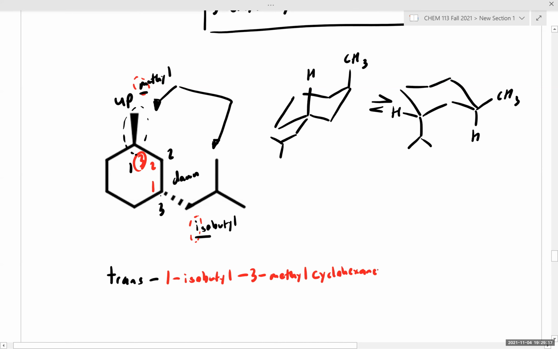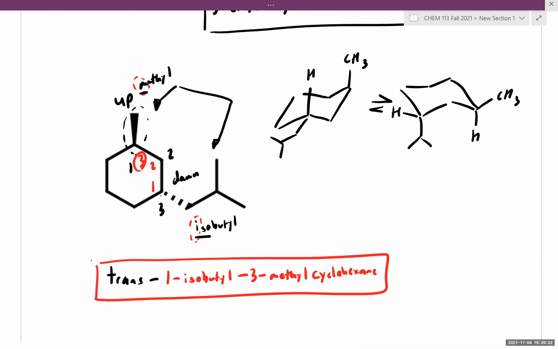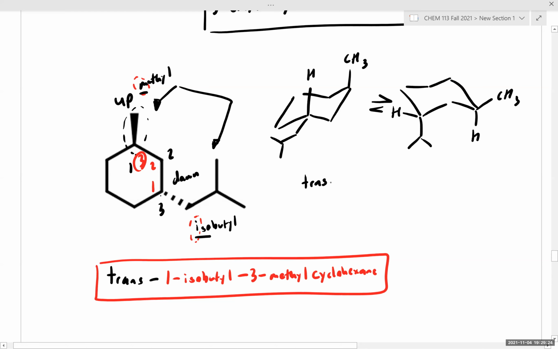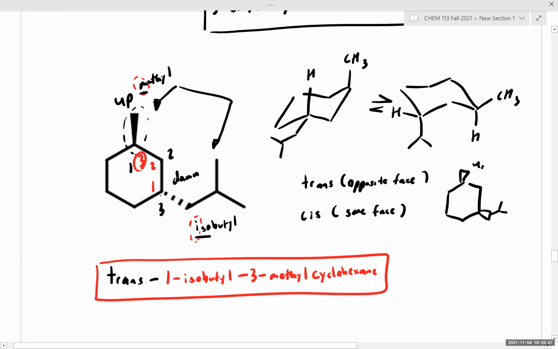Can you go over the trans and what is the other one that you were saying? Yes, cis and trans. So trans occurs when they're on the opposite face. So for example, in this case, our methyl is up, our isobutyl is down. Cis occurs when they're on the same face. An example of this would be if the methyl group and isobutyl group were both pointing up. Oh, I see. Okay. Does that make sense?